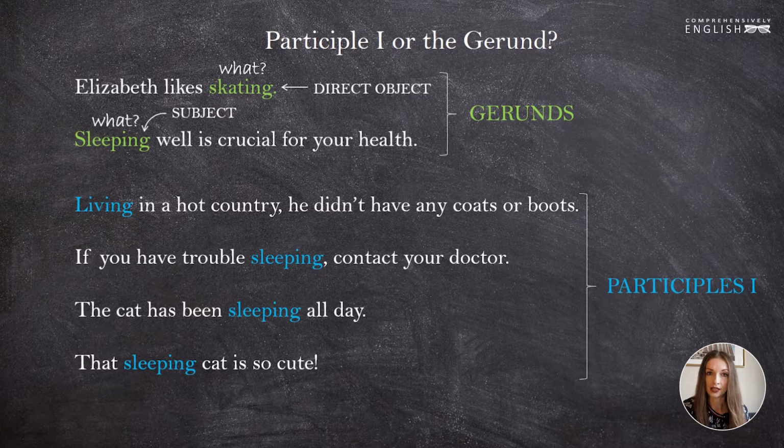Let's look at these participles now. So living in a hot country, he didn't have any coats or boots. Doing what?